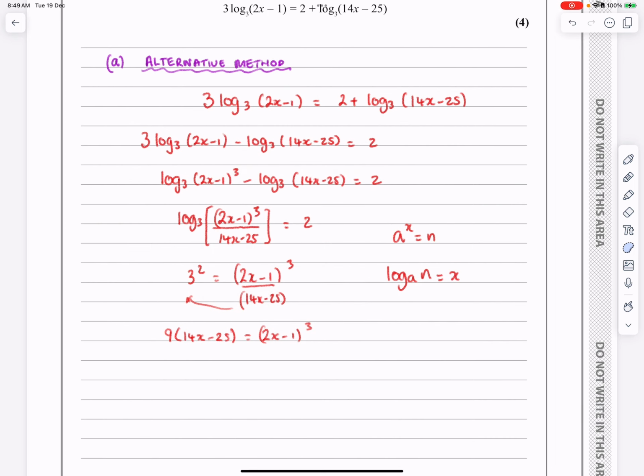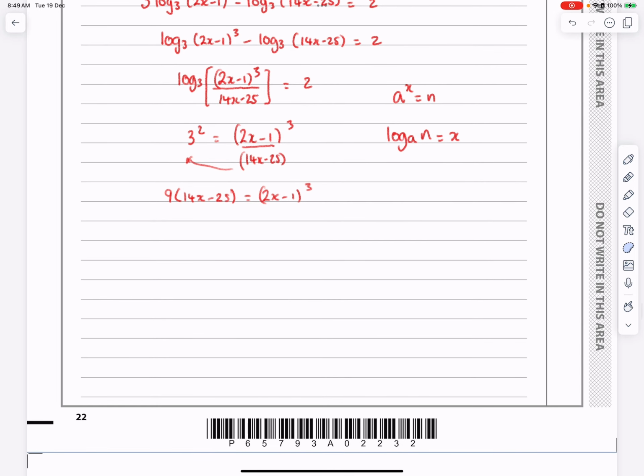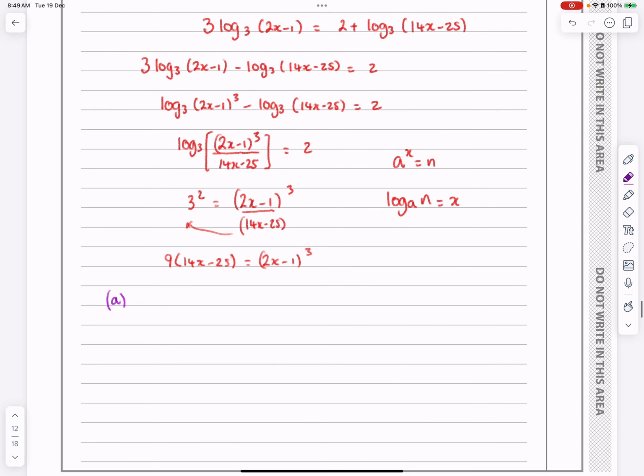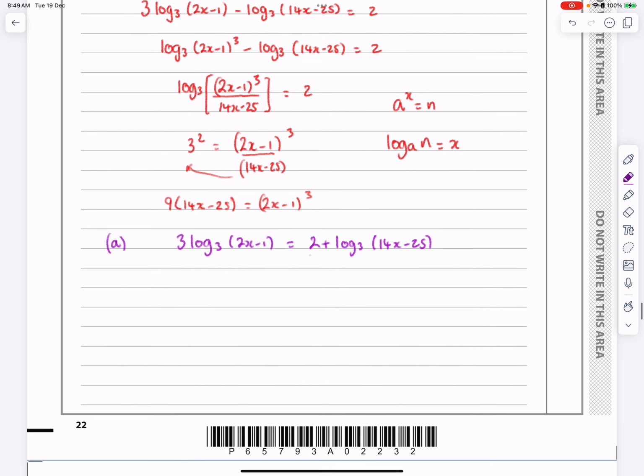If I'd gone with the other method, and you'll all have different ways of saying what you prefer. So what I could have done would have been to start off with the same bit at the top there. 3 log 3 2x minus 1 is equal to 2 plus log 3 14x minus 25. And here what I would do then is focus on this 2 now and say, well, I know, all of you should know, that log a a is equal to 1.